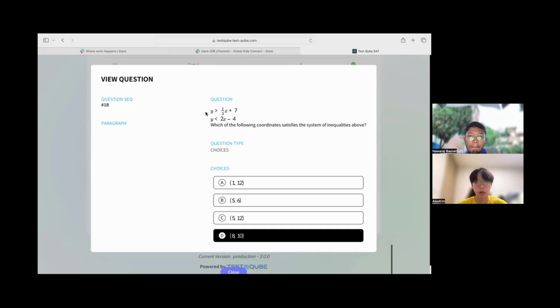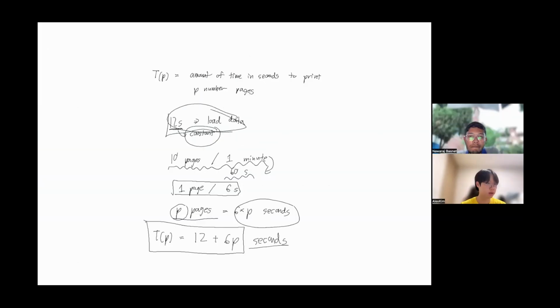Okay, yeah, so I'll explain how we can prove this and go through how to approach this kind of question. It gave us first y is greater than 1/3 x plus 7, and then a second inequality, y is less than 2x minus 4. So what would these look like if we had graphed them?